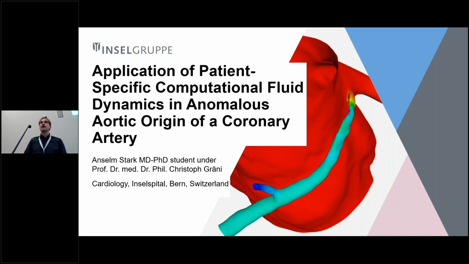So my name is Anselm. I'm currently doing an MD PhD under Professor Christoph Gönig in the field of cardiology at the Inselspital in Bern, Switzerland. And today I would like to present to you the application of patient-specific computational fluid dynamics in anomalous aortic origin of a coronary artery.